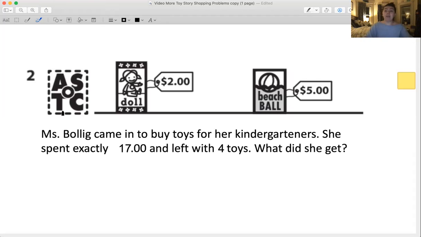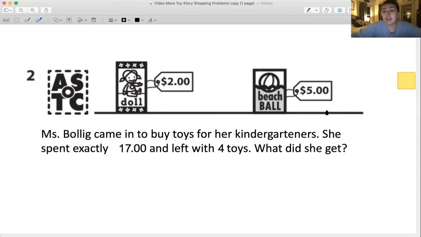What did she get? So what I'm going to do to start this is I want to think about, she spent $17 and she leaves with 4 toys. So this is going to be a little bit of what we call guess and check. And we did this a little bit while we were at school. You're going to have to think of and guess a couple different things to see if you're right.